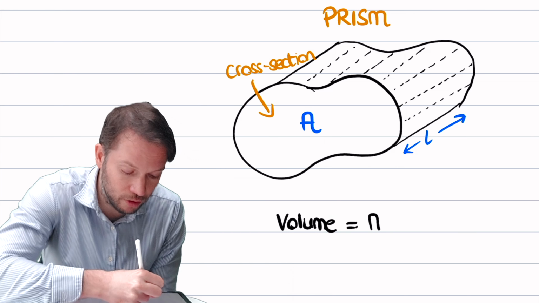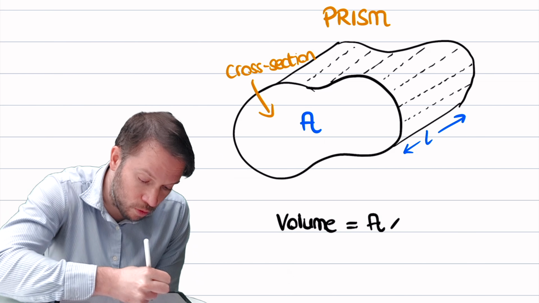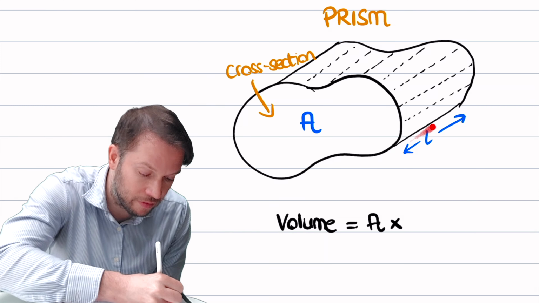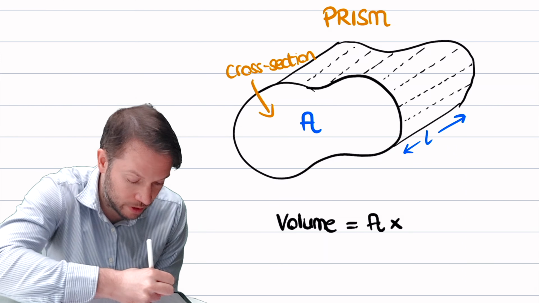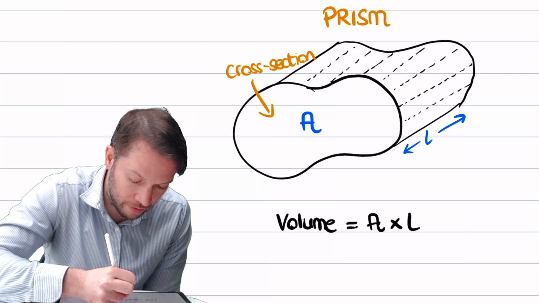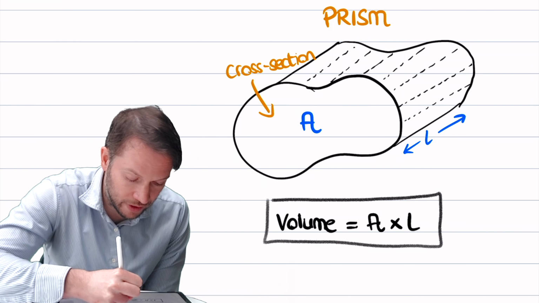Now to find the volume of the prism, you just do the area of the cross section, which here I've called capital A, and you multiply it by the length of the prism, which here I've called L. So that is the formula for finding the volume of a prism.